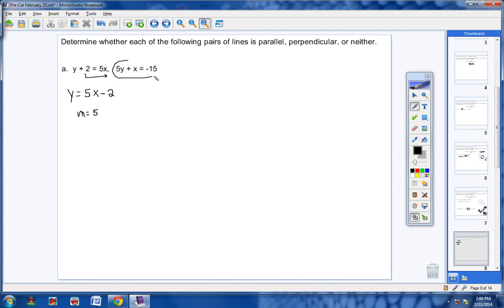Now let's find the slope of this line. Remember how to do it? We're going to get y by itself. So we're going to bring x over and make it a -x. So I would have 5y equals, bring your x over and make it a -x, and you already have a -15 on this side, so -15. And now divide everything by 5. There's a -1 in front of the x. Divide by 5, you get -1/5. Divide this by 5, and you get -3.